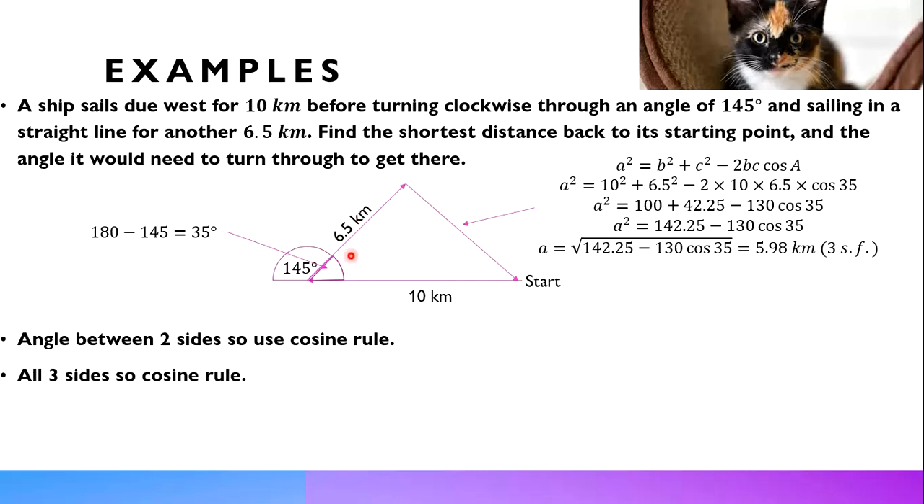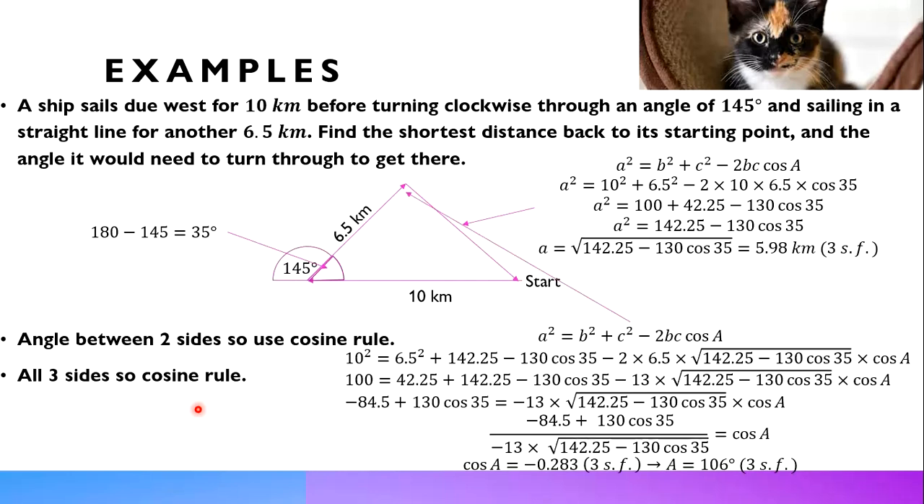So now we have all three sides, so we can use the cosine rule again. This time we are finding the angle, so we're going to call this big A. Now, if we're doing proper notation, we should have changed the letters around, but just to explain it to you, we're using the same formula, the same letters in the same place. I thought I'd do it this way because it's easier.